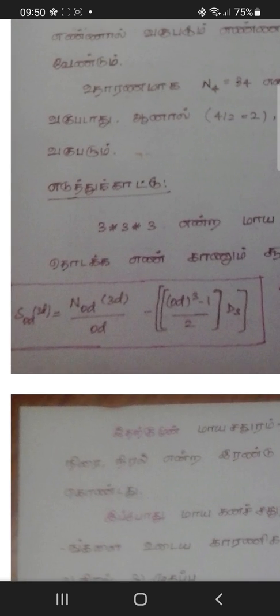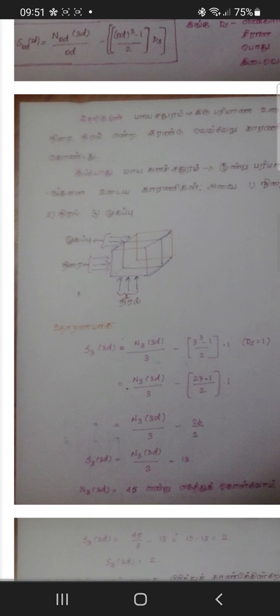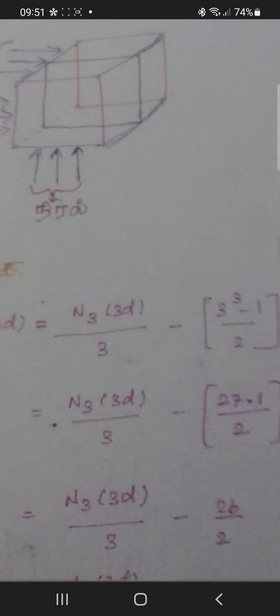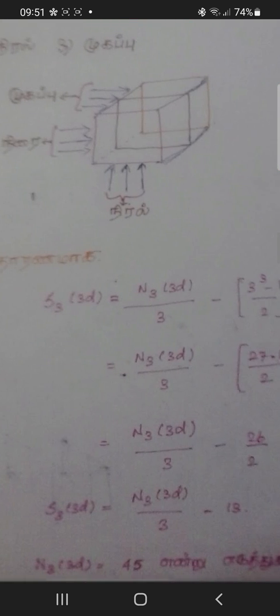I am taking 3 cross 3 cross 3 as a hypercube example. If I manipulate this formula, I get these particular values: n naught divided by odd square. And then if you see, here we have the cubic number. After getting this, I drill down that formula to the 3 cross 3 cross 3 pattern, and I get the particular pattern formula, which is this one.